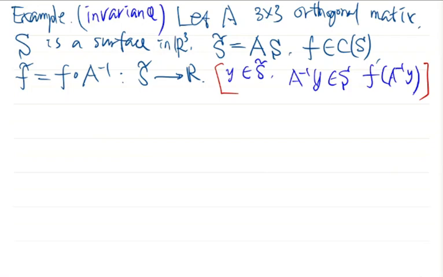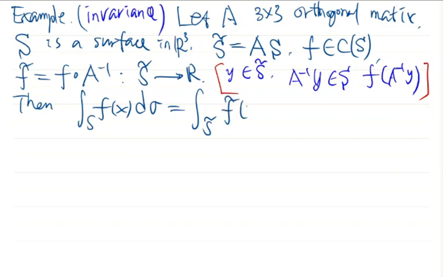Okay. Every point on S tilde, the pre-image under A is a point on S. Therefore, we can apply f to that point to get real numbers. So this function makes sense. The conclusion is that the integral of f over S equals the integral of f tilde over S tilde. Okay. So this is what we call the invariance.